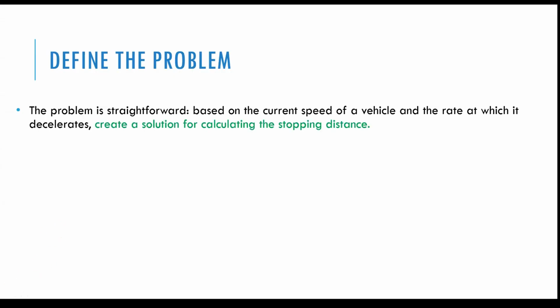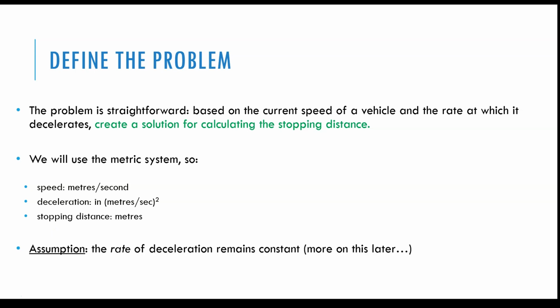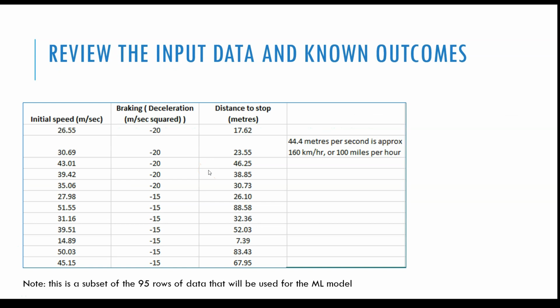Well, let's define the problem. To calculate the stopping distance given an entry speed and rate of deceleration. We'll be using the metric system, and we will be making a key assumption. The rate of deceleration remains constant. Now, when we're comparing the two approaches, this provides quite a useful insight into how ML and traditional approaches can differ.